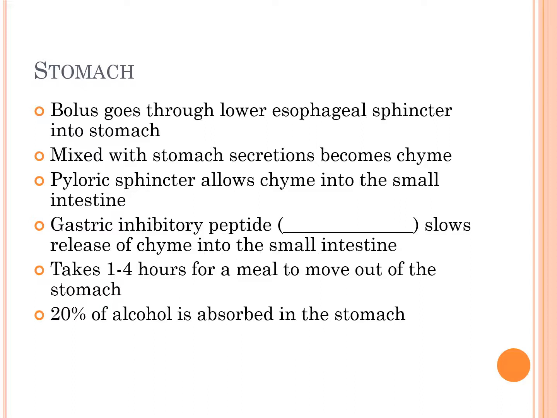Generally it takes 1 to 4 hours for a mixed meal to move out of the stomach, and 20% of alcohol is absorbed in the stomach. Now, that's interesting because nothing else is absorbed from the stomach. It's going to go on into the small intestine. So this means that 20% or a fifth of your alcohol consumption will actually hit your bloodstream once it is in the stomach. So alcohol can get into the bloodstream far more quickly than other nutrients can.